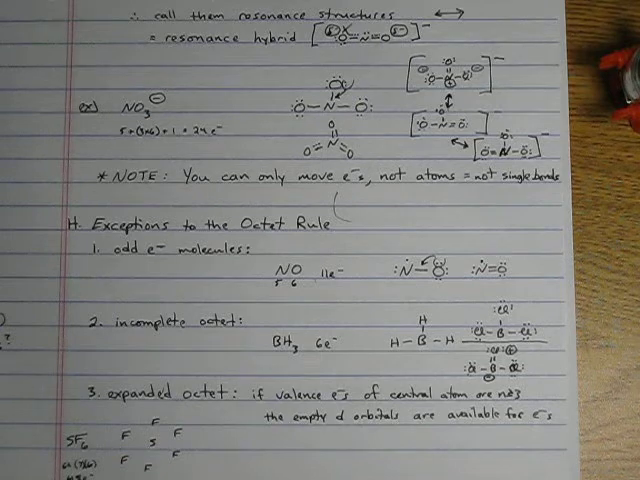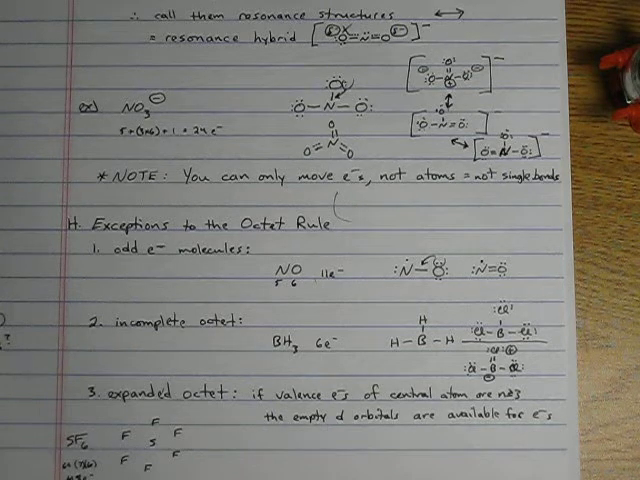And the last exception to the octet rule are expanded octets. Check this out. We're going to make the molecule SF6. Sulfur with 6 fluorines on it. Okay, so sulfur hexafluoride. If we count, that has 48 electrons. What's the central atom? Well, fluorine is very electronegative, so we definitely expect sulfur to be the central atom.